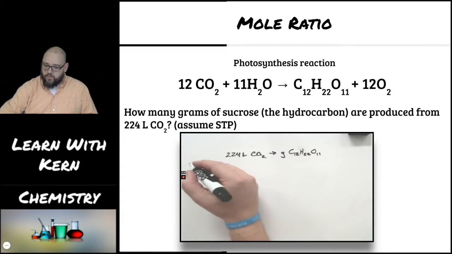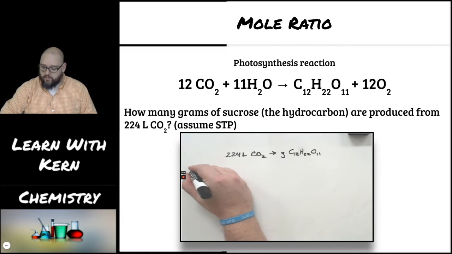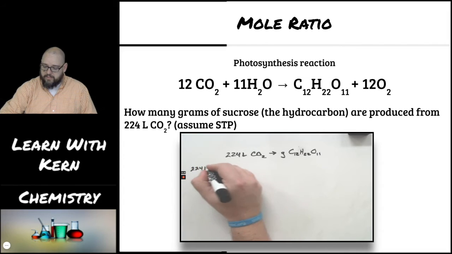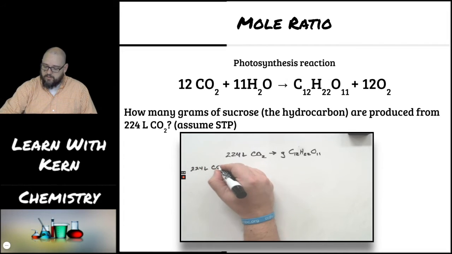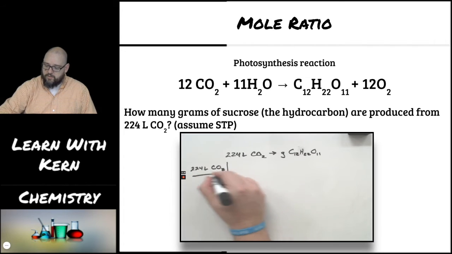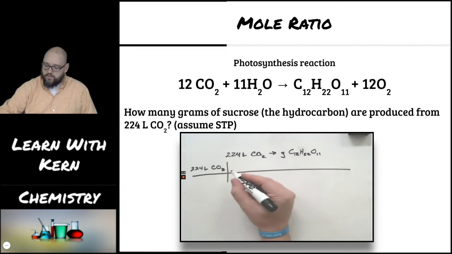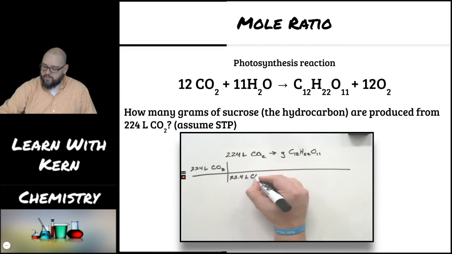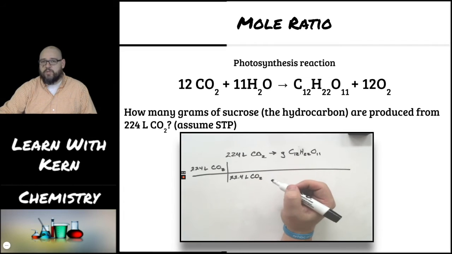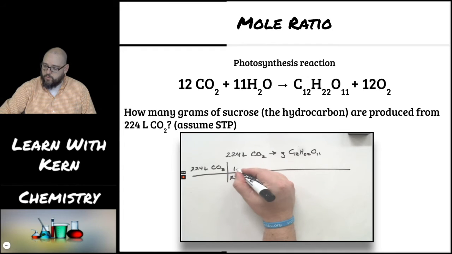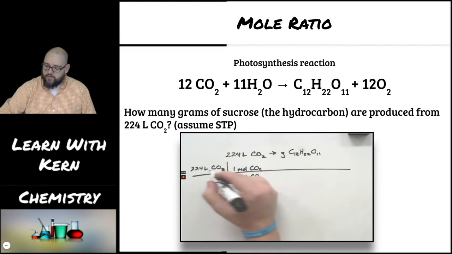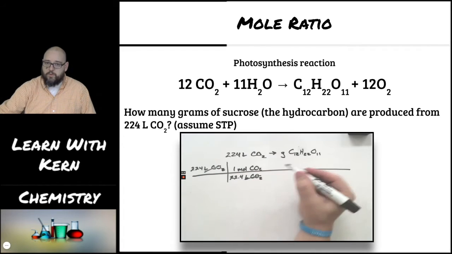Okay, so the number that I start with is 224 liters of CO2. And the first thing I need to do is convert it to moles. So if I have liters of CO2 on the top, I'm going to put the molar volume, 22.4 liters of CO2, on the bottom. Even though the question didn't say so, we're going to assume it's at STP. And that equals 1 mole of CO2. So I've converted from liters to moles of CO2.